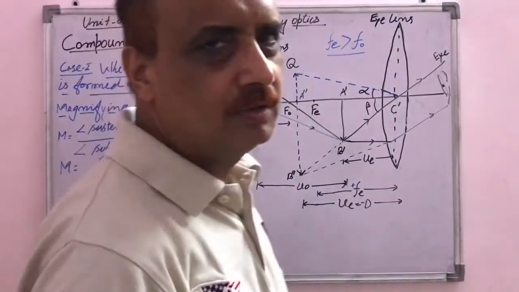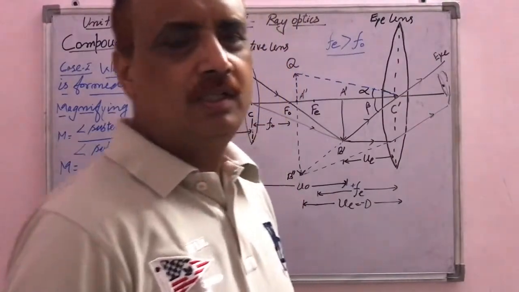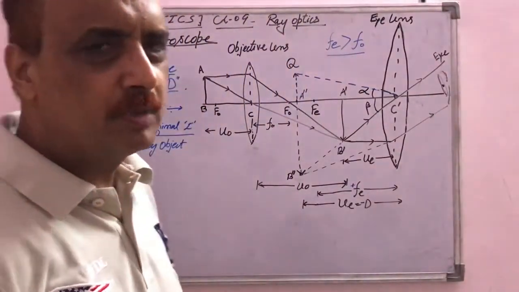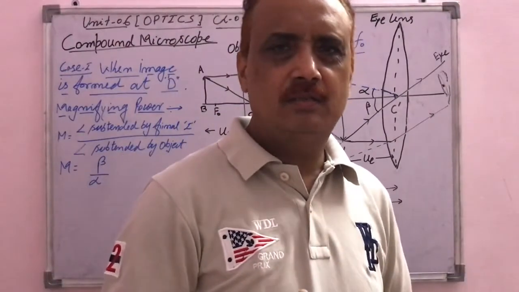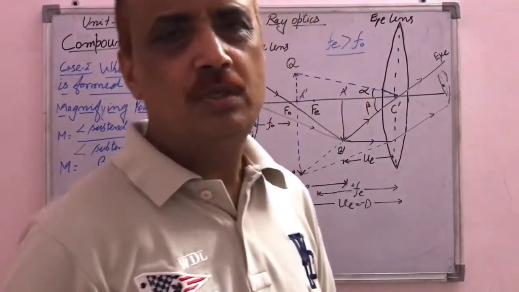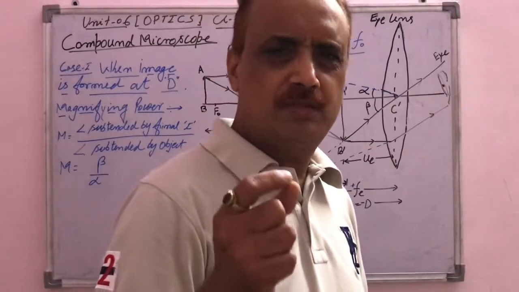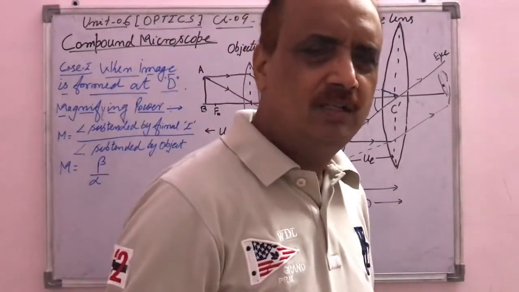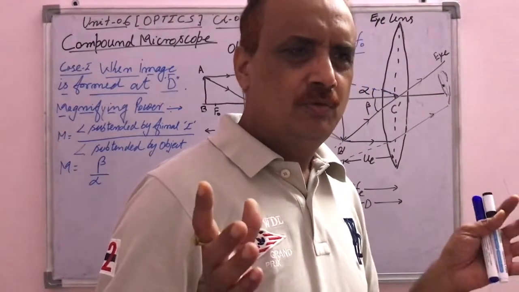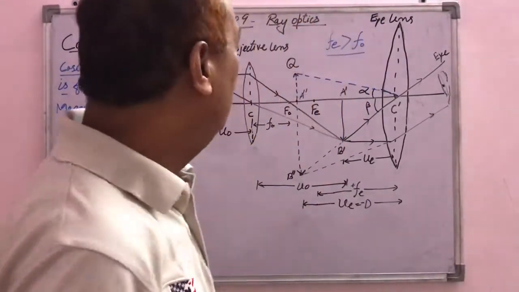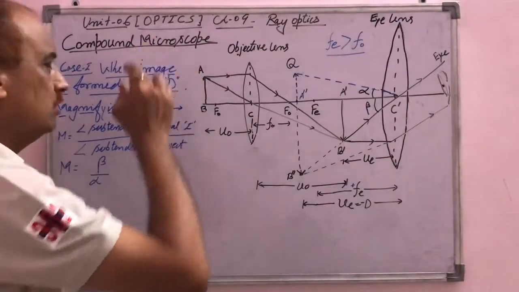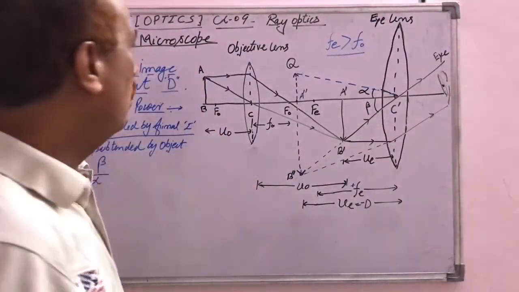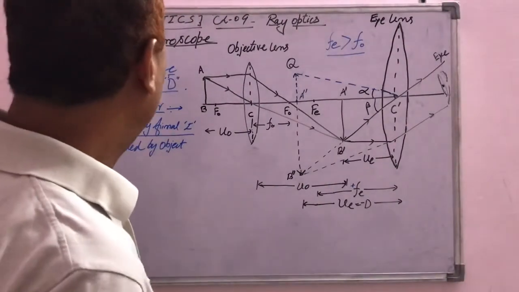Hello students, now in this video we'll discuss another important topic, that is the compound microscope. A compound microscope is a microscope which is used to see very small, tiny objects that cannot be seen by the naked eye. So we have to use another type of device, an optical instrument, and that optical instrument used here to see very small objects is the compound microscope.